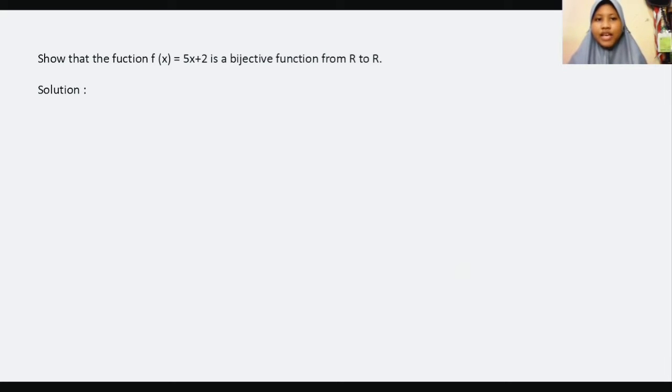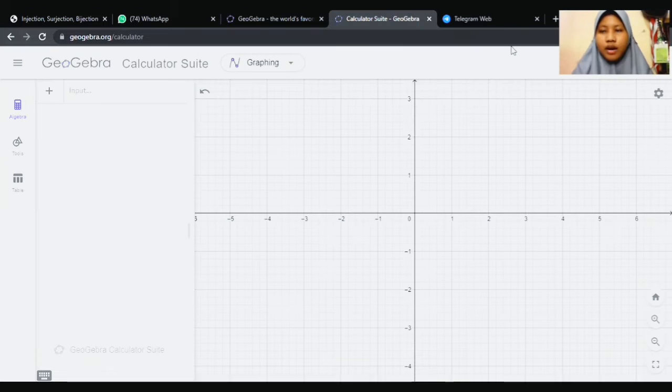I have a function. Show that the function f(x) equals 5x plus 2 is a bijective function from R to R. Before we prove it with the definition, we can make the graph in the GeoGebra application. I will input the function in the GeoGebra application to draw the graph.